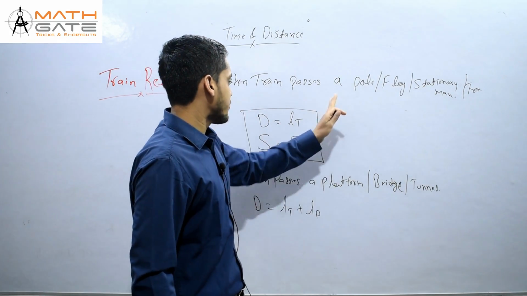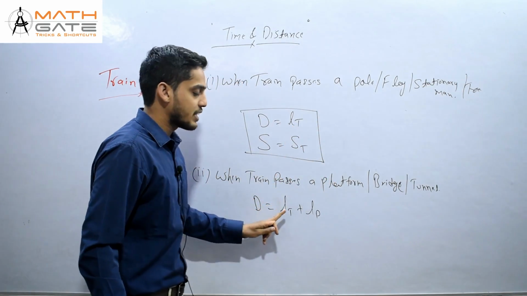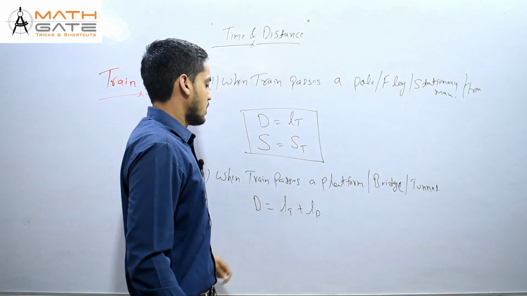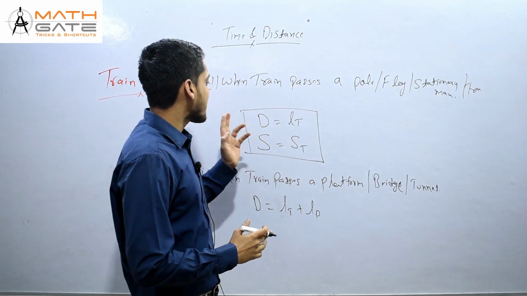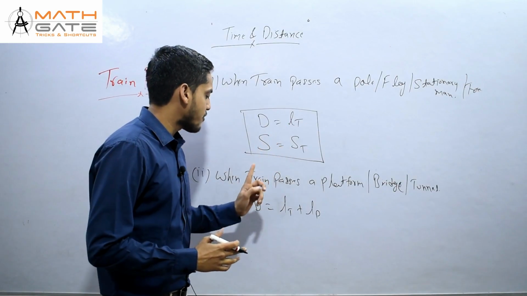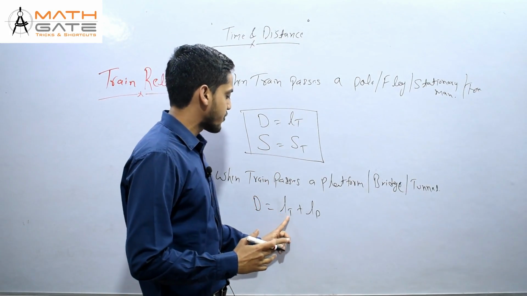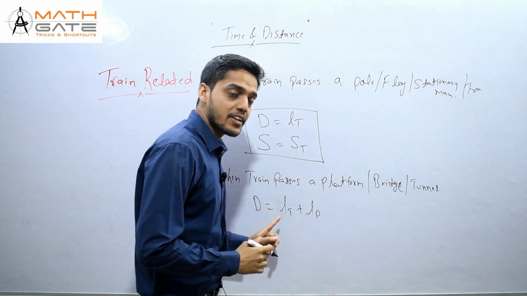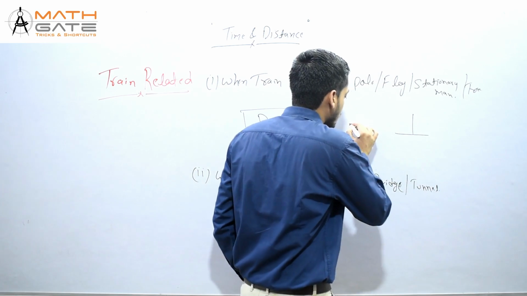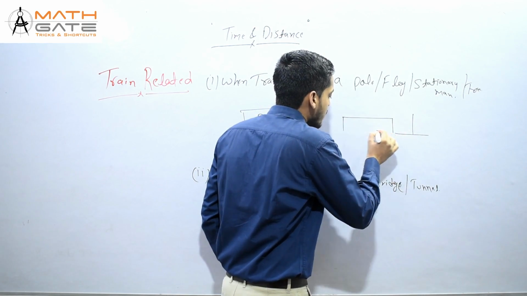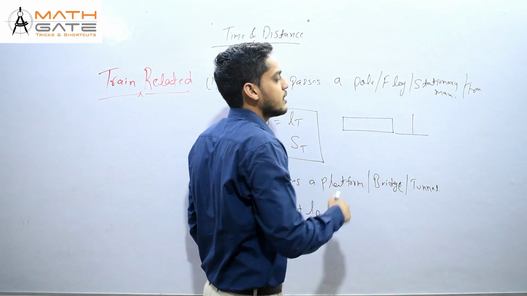Okay, let's discuss why we are taking distance equal to length of train in the first case and why we are taking distance equal to length of train plus length of platform in the second case. If we have a pole here, a train is running towards the pole. In how many seconds will it pass the pole?